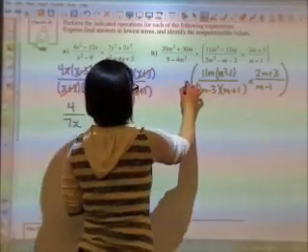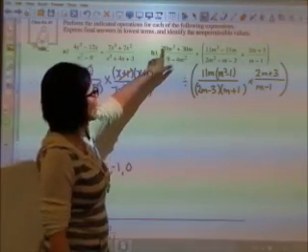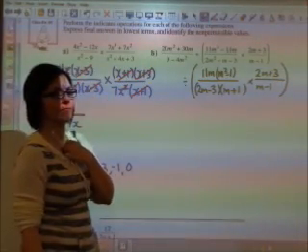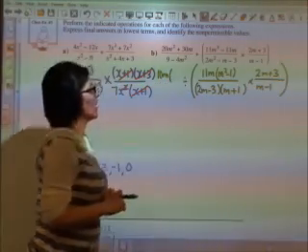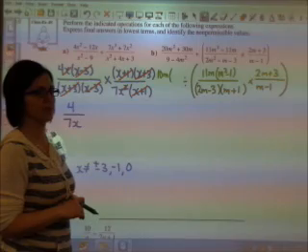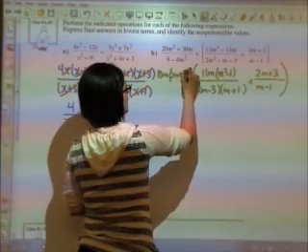While we're doing all this, maybe we could factor this at the same time. So what can I factor out of the 20m squared and the 30m? Which would leave me with 2m plus 3.